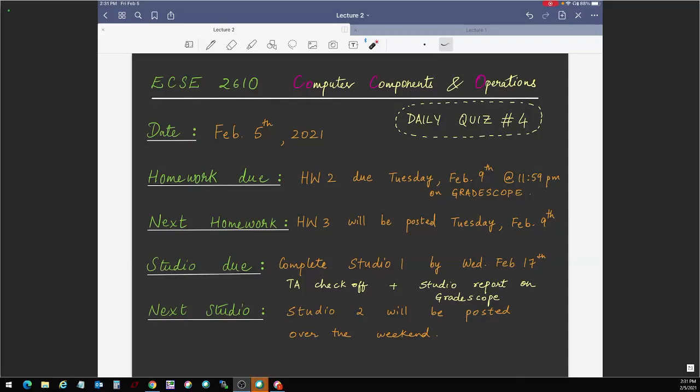Your next studio is Studio 2, in which I'm going to encourage you to start pairing up in groups of 2. I will post that over the weekend, so you can take a look starting on Saturday, and if you need some help, we have help sessions scheduled for Sunday as well, so you can get started early. You will have a week after Feb 17th; that's when Studio 2 will be due. Questions or concerns right now?